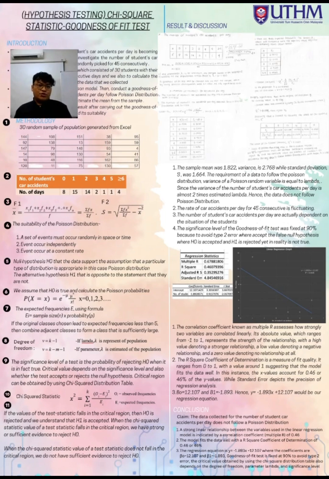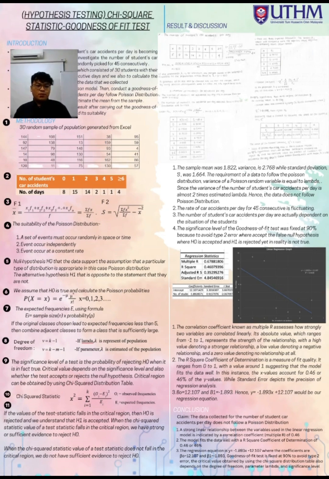So for number three, we are going to calculate the mean, which is x1 multiplied by f1 plus x2 multiplied by f2 plus x3 multiplied by f3 until xn multiplied by fn, and we are going to divide it by the frequency. So we're going to get the answer, which is the summation of fx over the summation of frequency. For the standard deviation, we are using the square root of the summation of fx squared over the summation of frequency minus the mean to the power of 2.